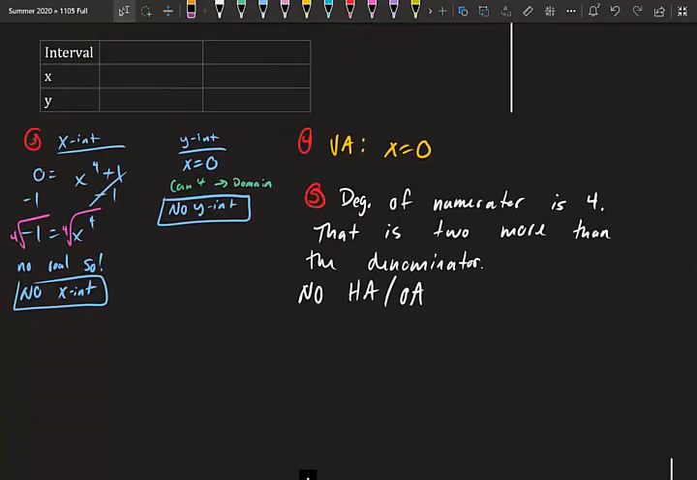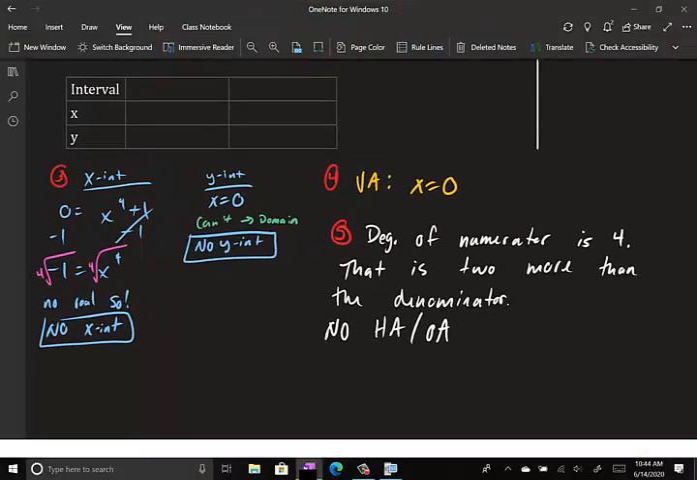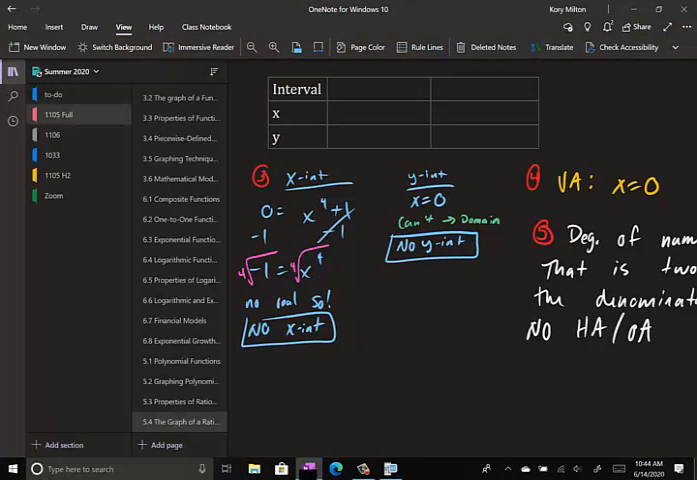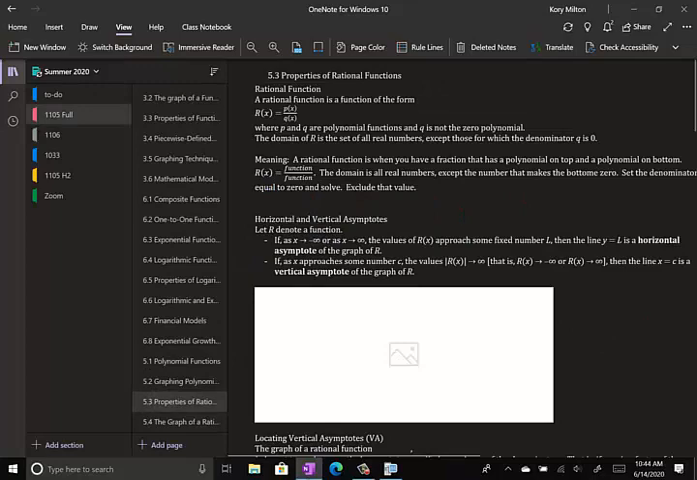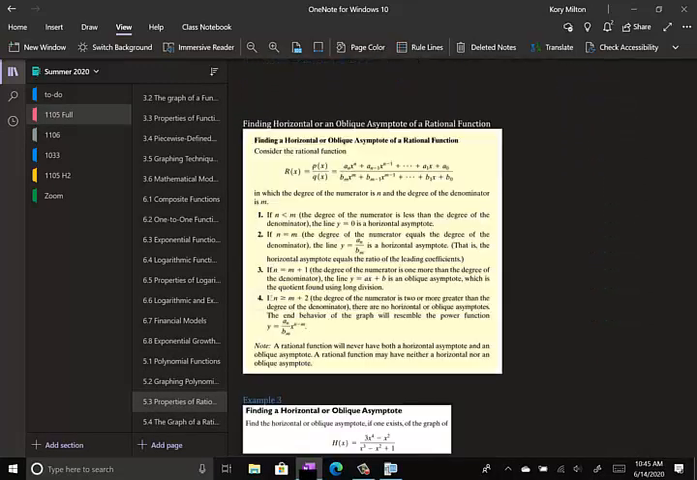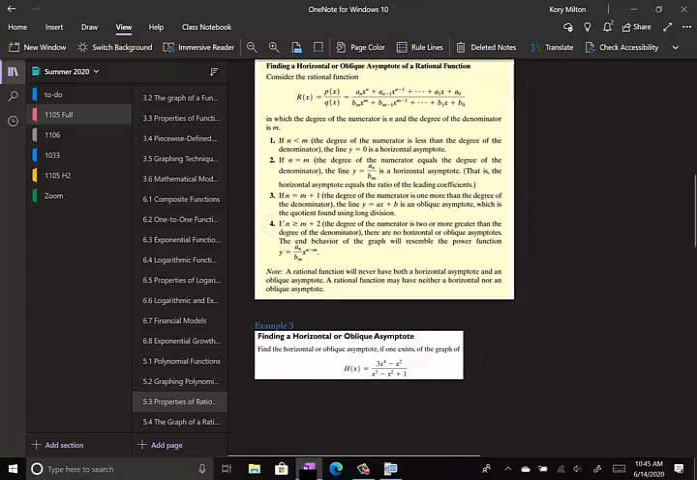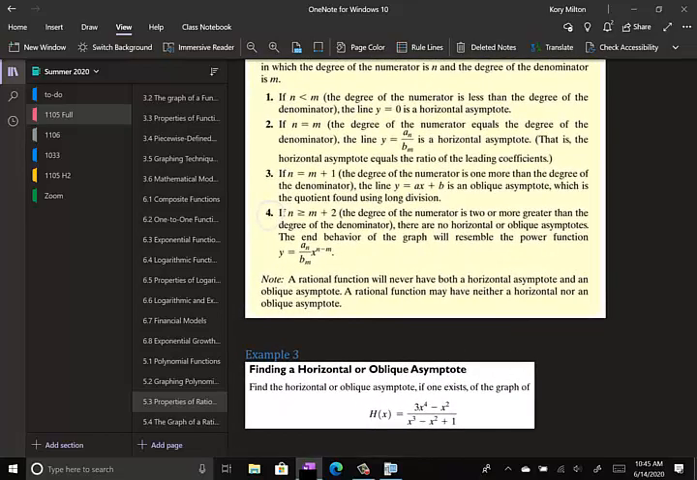Remember that rule? If you're like, where do you keep getting these rules from? Let me show you. So I want to show you specifically where we get this rule from. We're at rule number 4 now, which states the degree of the numerator is 2 or more than the degree of the denominator. There are no horizontal or oblique asymptotes, but we know end behavior. So let's actually do that. Let's find that end behavior.